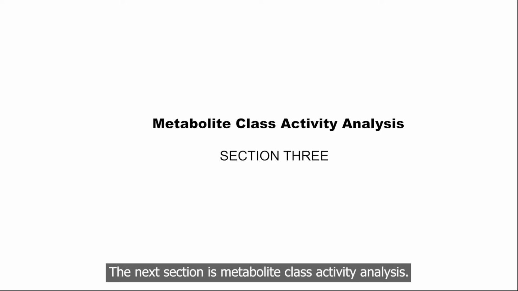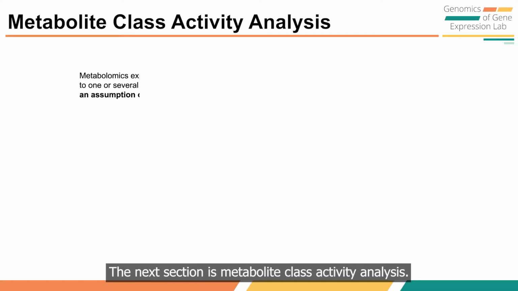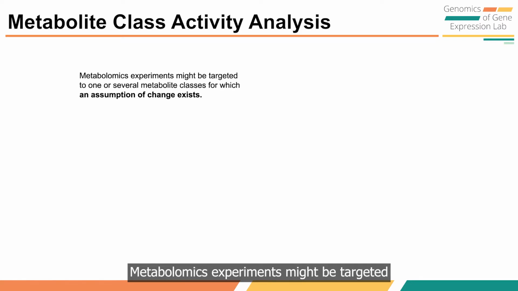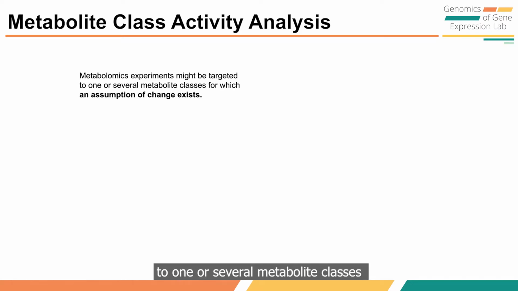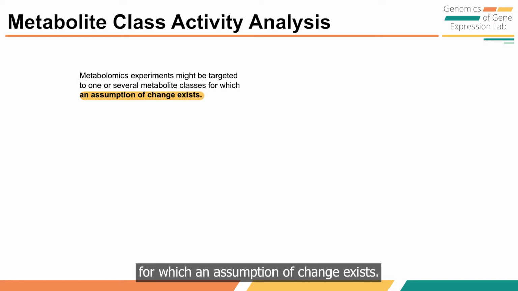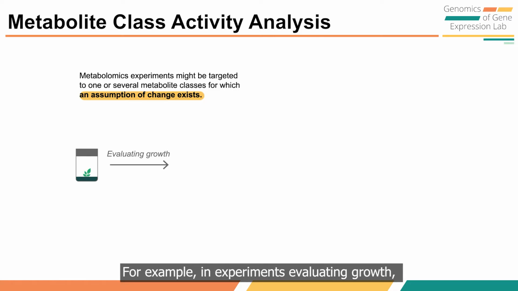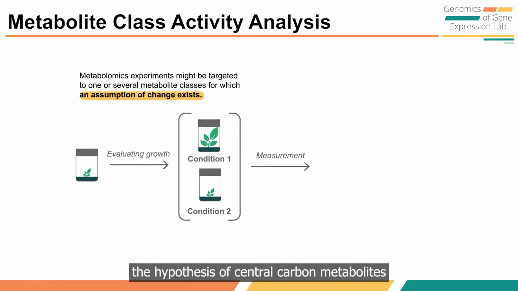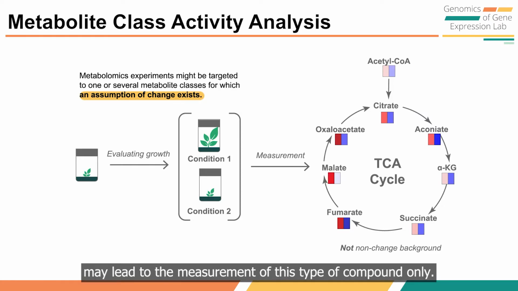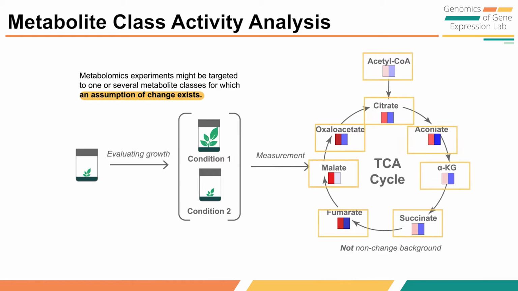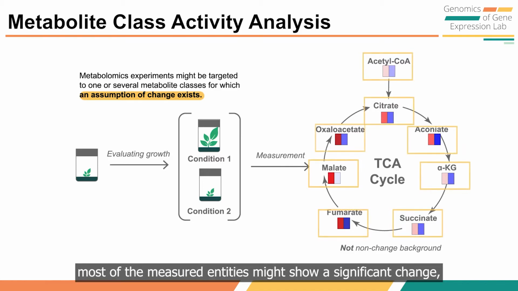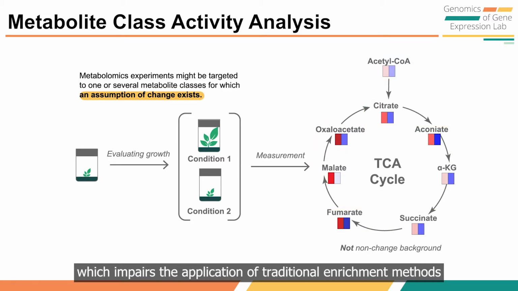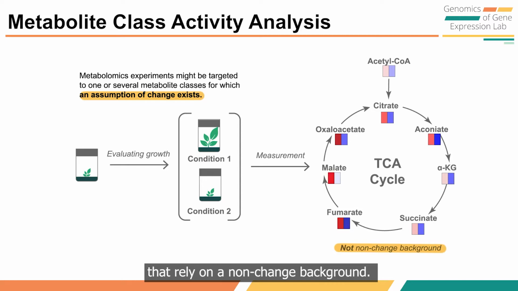The next section is Metabolite Class Activity Analysis. Metabolomics experiments might be targeted to one or several metabolite classes for which an assumption of change exists. For example, in experiments evaluating growth, the hypothesis of central carbon metabolites changing their levels may lead to the measurement of this type of compound only. In this scenario, most of the measured entities might show a significant change, which impairs the application of traditional enrichment methods that rely on a non-change background.